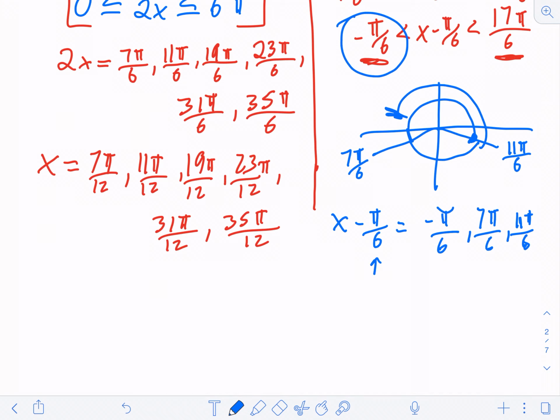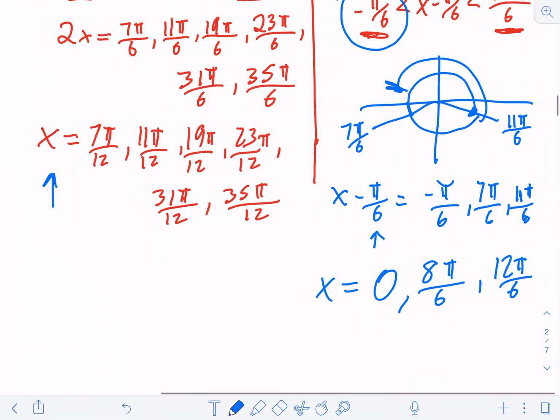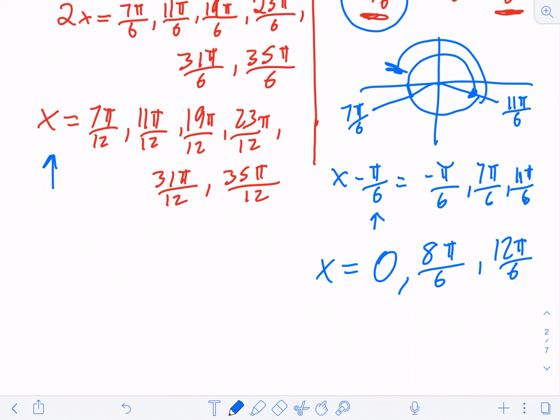But I have to deal with this minus pi over 6. So can I add pi over 6? Just like over here where I divided everything by 2, here I'm going to add pi over 6 to each answer. So what are my answers going to be? Well, if I add pi over 6 to negative pi over 6, I get 0. I add pi over 6 to 7 pi over 6, I get 8 pi over 6. And if I add pi over 6 to 11 pi over 6, I get 12 pi over 6. And that is reduced. I'm going to get 0, I'm going to get 4 pi over 3, and I'm going to get 2 pi. And those are my answers for those problems there.